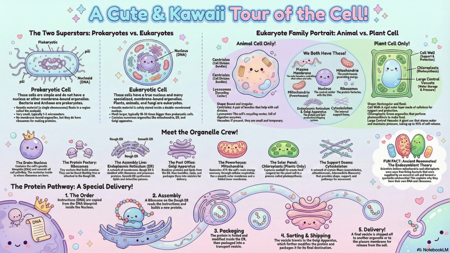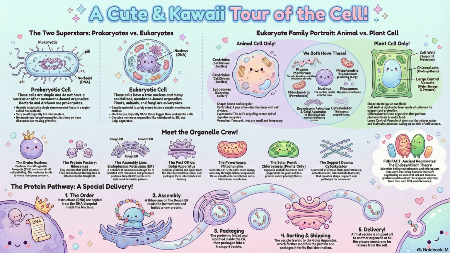The first event was engulfing an oxygen-using bacterium. That little guy became the mitochondria. Giving the host cell a massive advantage by unlocking aerobic respiration. So much more ATP. An incredible energy advantage. Yeah. And then later, in the line that led to plants, a second engulfment happened. This time a photosynthetic bacterium, like a cyanobacterium. And that became the chloroplast.